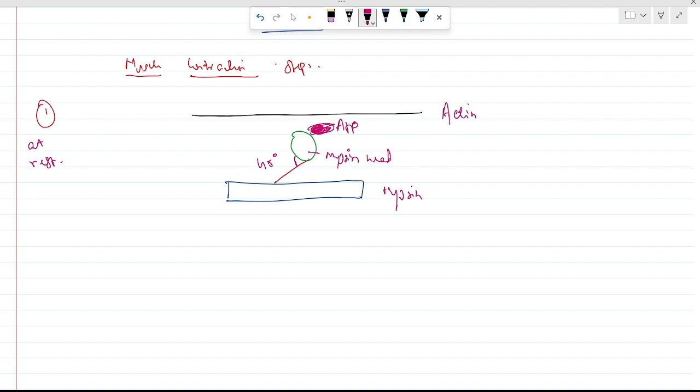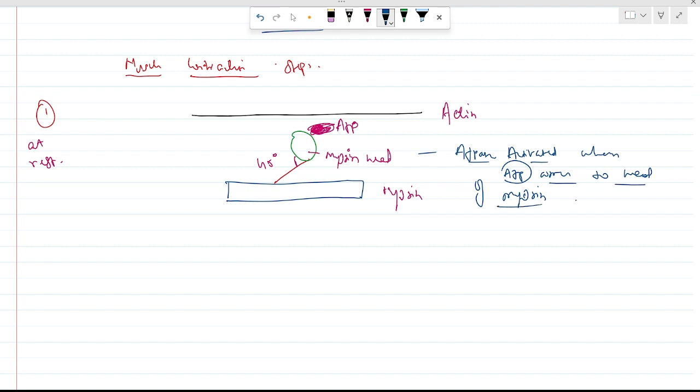Now this is the entire thing at rest. What happens here? It is the myosin head which has ATPase activity. This ATPase is activated when ATP comes to the head of myosin. This is the exact statement given in the books. This ATPase is activated when ATP comes to the head of myosin. The head of myosin has ATPase activity, and ATP comes here.